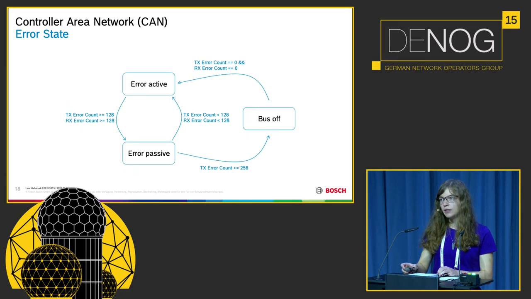So if there's a defect on the node, at some point it will remove itself from the bus to not cause more damage. At the same time, the counter gets decreased for every successful transmission. So for example, if a node is in error passive and then the errors stop, then it can return to error active.